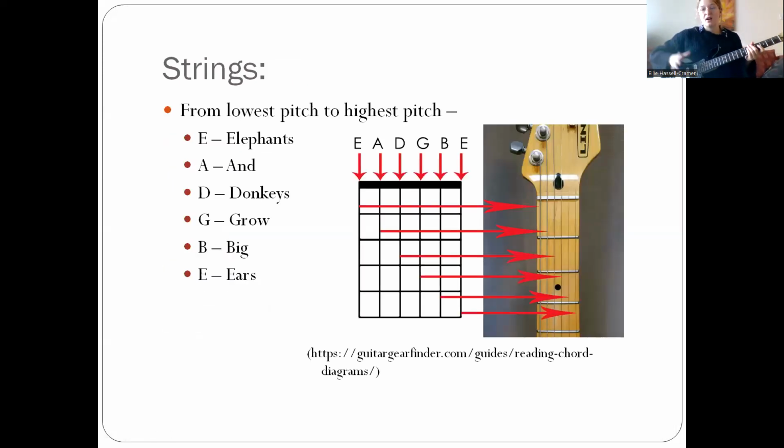So as the strings are set up from low to high, the strings would go in order of E, A, D, G, B, and another E. A good mnemonic device that you can use to remember these strings is elephants and donkeys grow big ears.